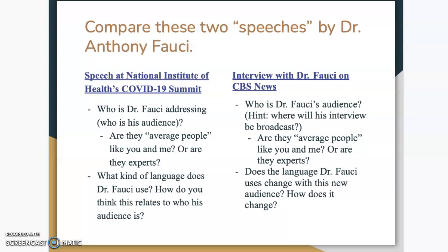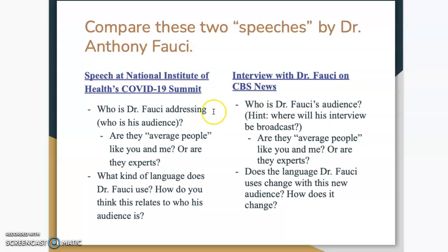All right. So these are two speeches by Dr. Anthony Fauci, who you've probably all heard of by now, but he has been the head of the U.S. government's COVID response.